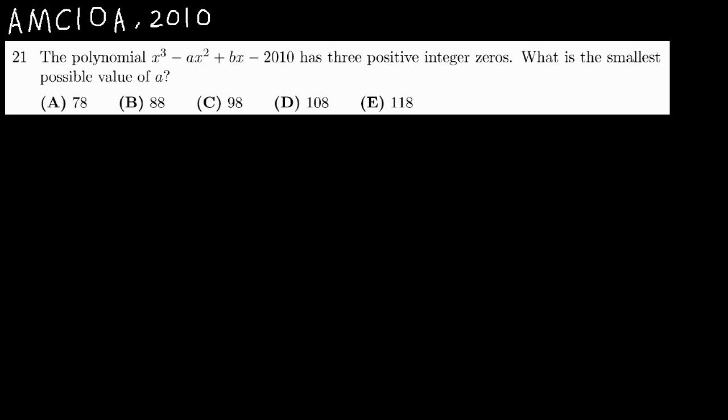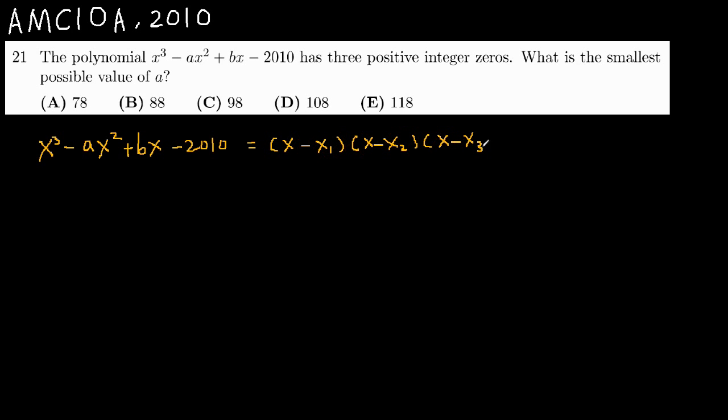AMC 10A 2010, question 21. So we know a polynomial like this, x cubed minus x squared plus bx minus 2010, can be written as x minus the first root, times x minus the second root, times x minus the third root, right?